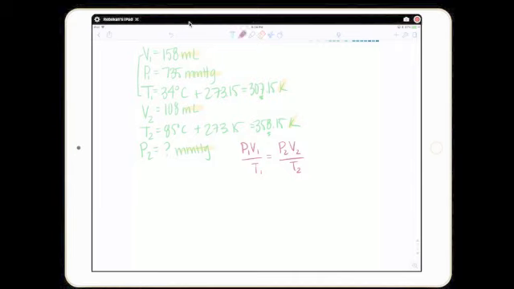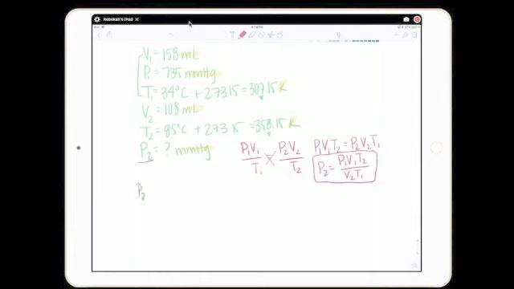The next thing I'm going to do is cross multiply. So I'm going to say P1 V1 T2 equals P2 V2 T1. They asked me for P2, so I'm going to say P2 is equal to P1 V1 T2 over V2 T1. Alright, so I like to rearrange these with the variables before I put the numbers in, because it makes more sense for me. You can put the numbers in if you want to. If it works for you, it works for you.